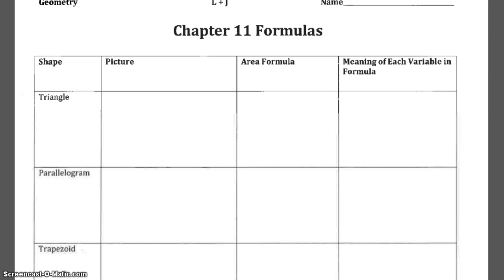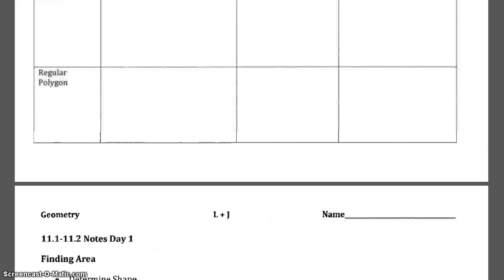Today we're going to get started by looking in our Chapter 11 notes on the first page. So I'd like you to scroll down to where it says regular polygon, that's right here. Okay, we're going to draw a picture of a regular polygon. Remember, regular polygons can have any number of sides.